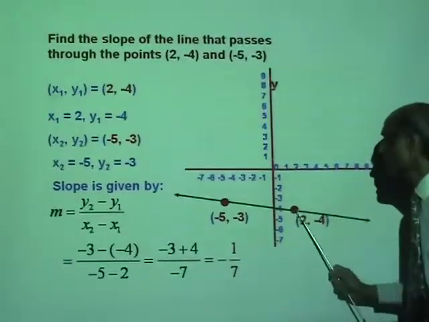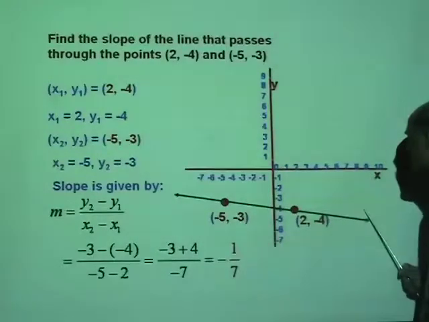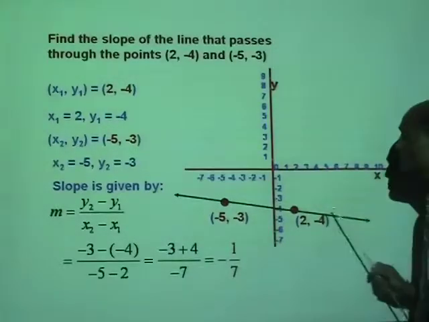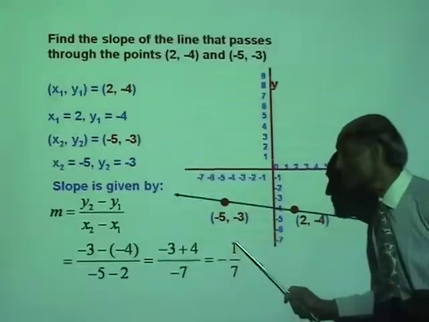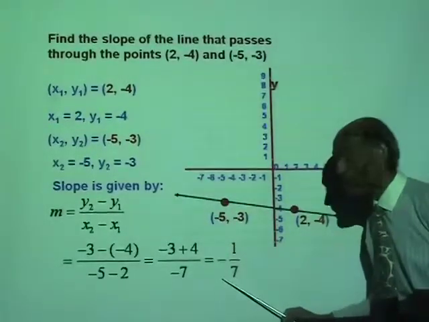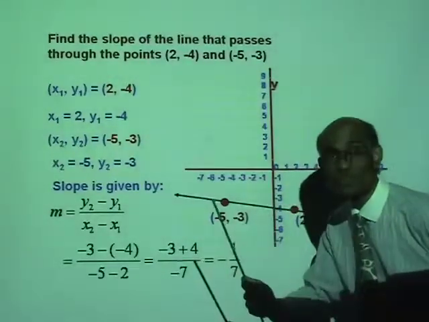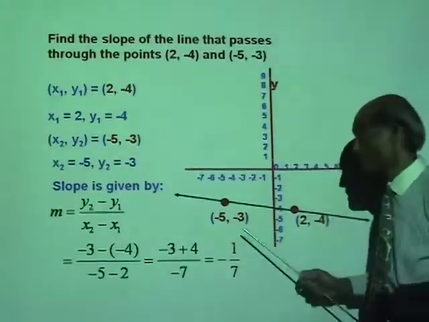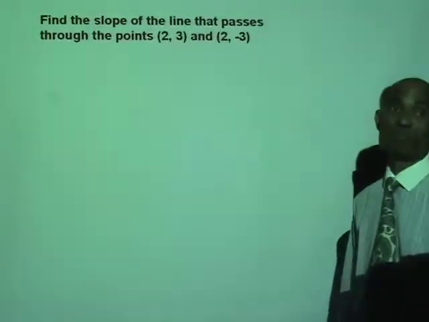You can do it here. 1, 2, 3, 4, 5, 6, 7. You walk 7, fall 1 unit, you are back on the graph. So the slope of this graph is negative 1 over 7. Every time the input changes by 7 units, the output will fall or decrease by 1 unit. That is the meaning of that slope.